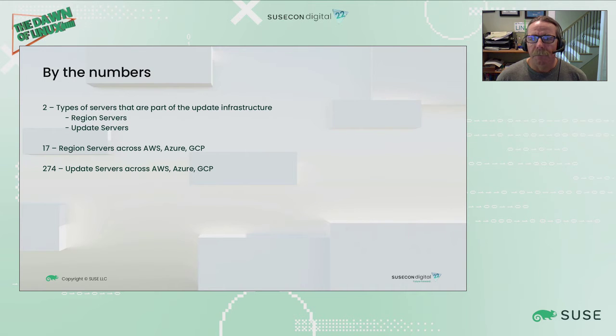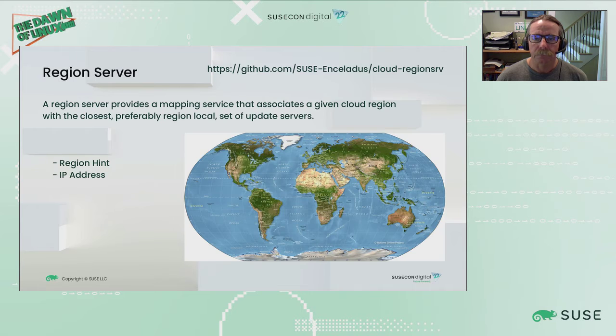By the numbers, there are two types of servers that are part of the update infrastructure. One set of servers is known as the region servers, and the other set is known as the update servers. There are 17 region servers across AWS, Azure, and Google, and 274 update servers across AWS, Azure, and Google. The number of update servers keeps growing as the CSPs add additional regions and availability zones.